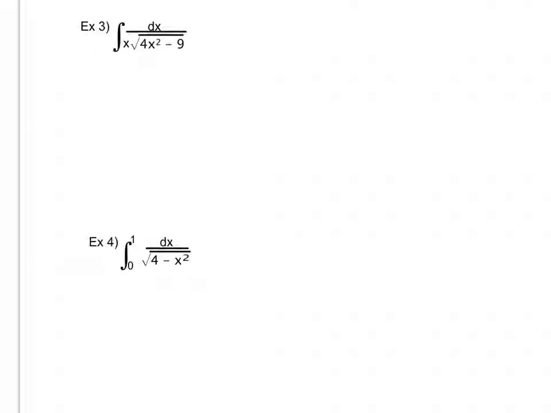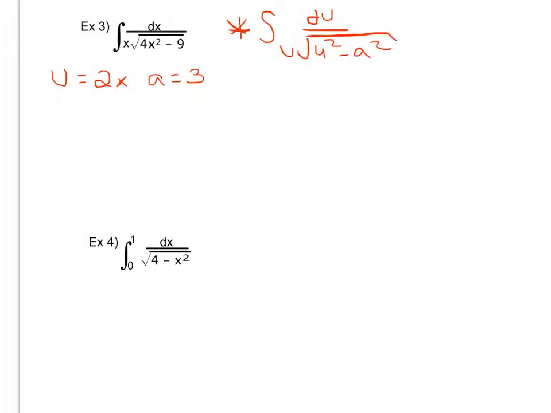So I'm going to see if I can make it look like one of my trig functions. Well, if I'm looking at my list of trig functions, notice that my integral that gives me a function involving arc secant is the integral of du over u times the square root of u squared minus a squared. So I'm going to try, and I'm going to let u equal 2x and a equal 3. Well, I'm going to write down that integral that I'm using. I'm using this one right here. Okay, this is one of my formulas.